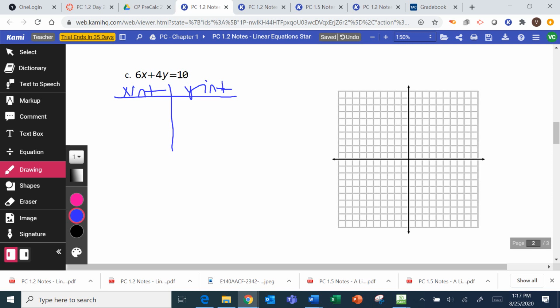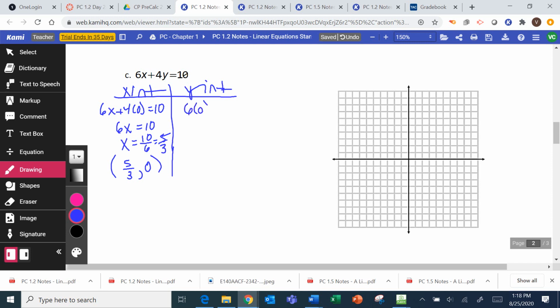All right, so x-intercept, we're going to do 6x plus 4 times 0 equals 10. So 6x equals 10. So x is 10 over 6, which is 5 over 3. You're going to type in Canvas 5/3, 0. Do not turn it into a decimal. Do not turn it into a mixed number. Leave it as 5/3.